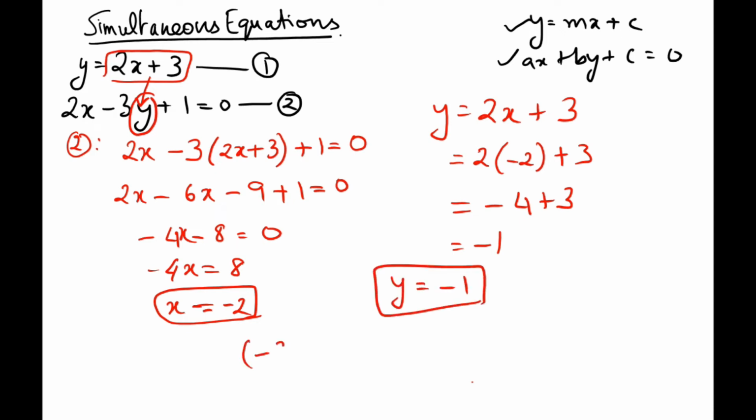So it's easier to substitute in this equation, and therefore the equation gives you the value of y as -1. Therefore, the point of intersection of these two lines is (-2, -1), and the solution is x equal to -2 and y equal to -1.